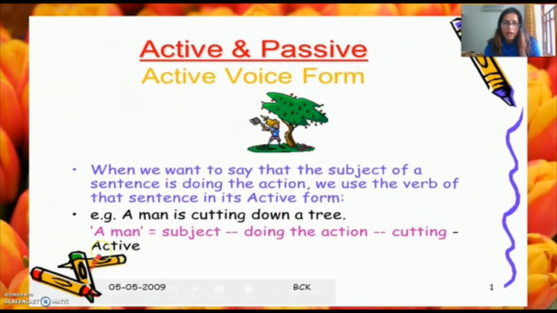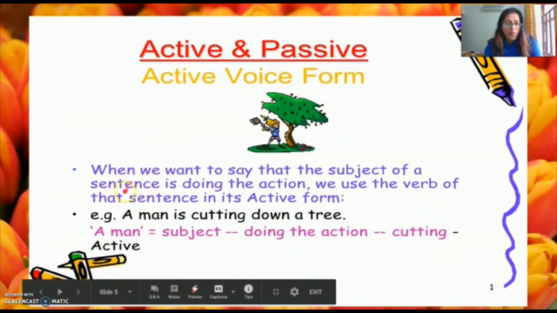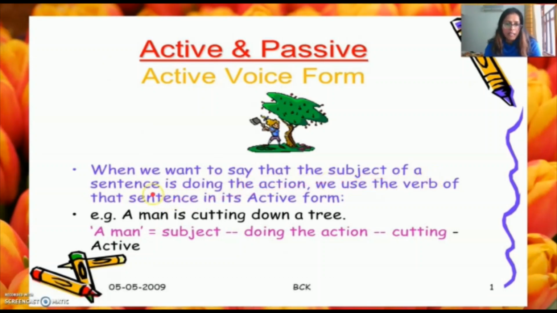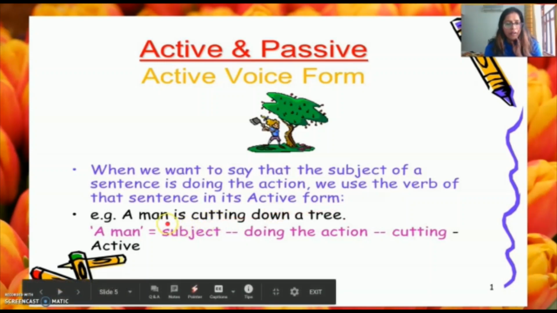Yes. Now active and passive voice. When we want to say that the subject of a sentence is doing the action, we use the verb of that sentence in its active form. When you are making a statement, obviously you will always use the verb in its active form, not in passive form. So I'm talking about active voice sentences, though definitely you can use passive sentences.